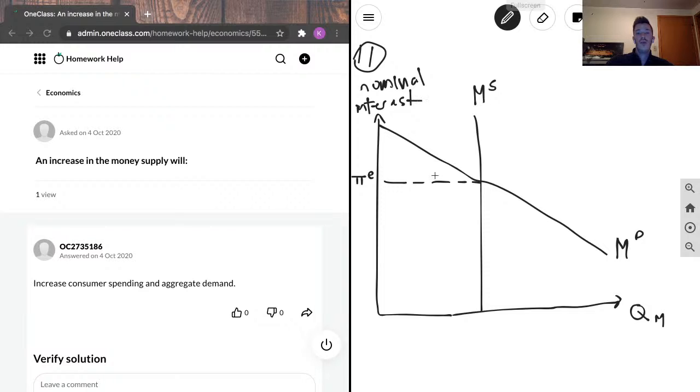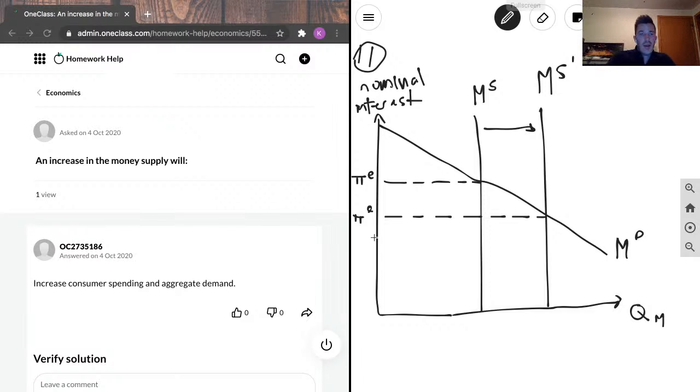Nominal interest rate. So what happens when the money supply is increased? That would correspond with a shift to the right. We'll call that MS prime. As a result, we can see that the new nominal interest rate is going to be lower. So interest rates will fall as the money supply increases, with more money in the economy at lower rates. This incentivizes consumers to spend more money, and as a result, increases the aggregate demand, as our junior tutor said.